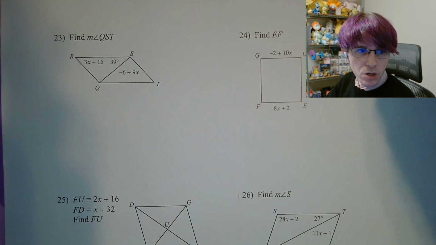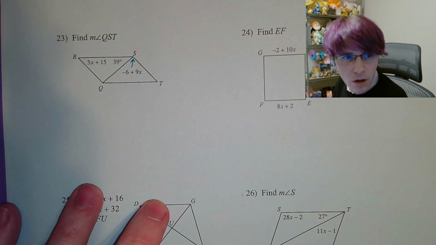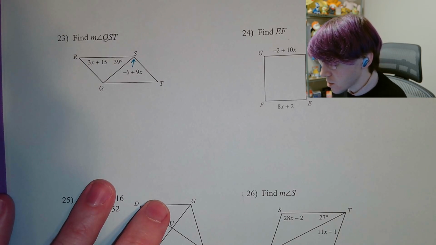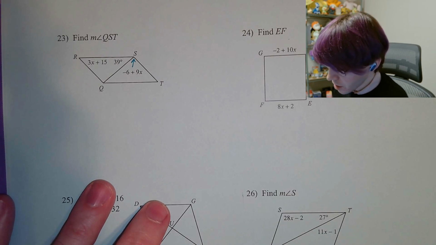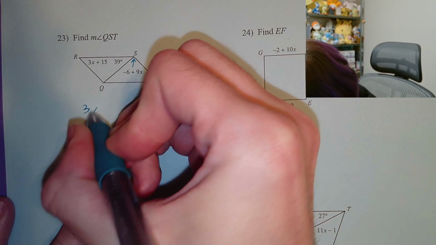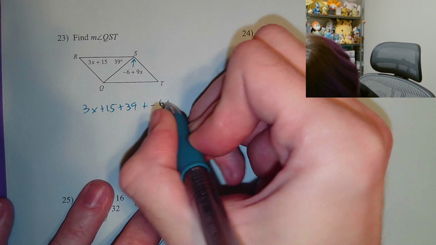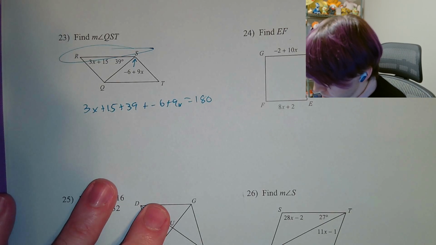All right, here we go, 23. On question 23, this one's tough to see, but this one does refer to that angle S up there. One of our main concepts for parallelograms is next door neighbor angles. Adjacent angles is what they're called, and the correct terminology is going to be 180 degrees. So 3x plus 15 plus 39 plus negative 6 plus 9x, those angles that are up at the top up there, going to add up to 180 degrees.